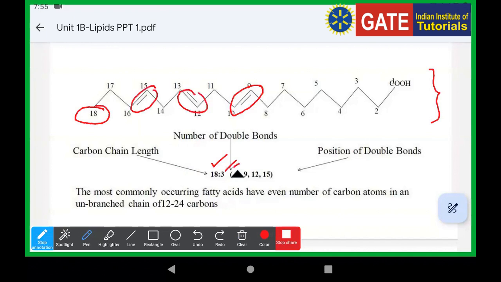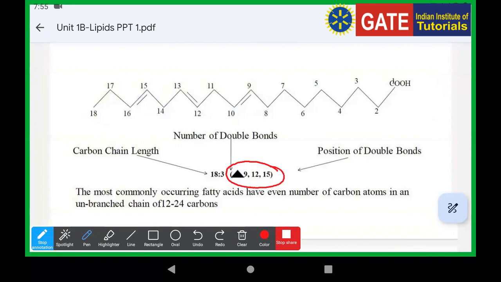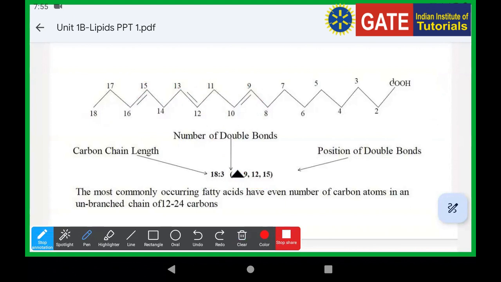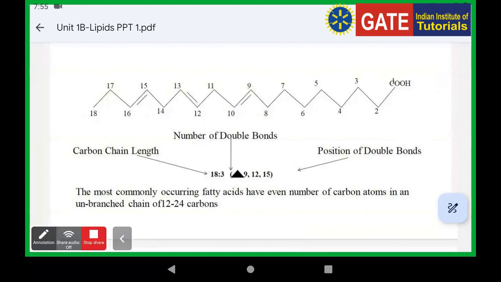In brackets, write delta 9, 12, 15. These are the positions of the double bonds. In the 9th carbon, 1 double bond is present. In the 12th carbon, 1 double bond is present. And in the 15th carbon, 1 double bond is present. Total 3 double bonds are present in this fatty acid. Okay. So this is the nomenclature of unsaturated fatty acids.